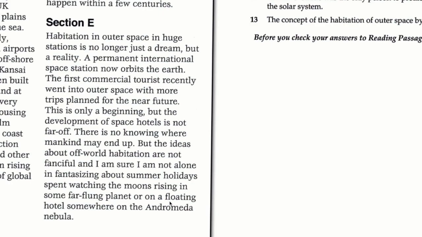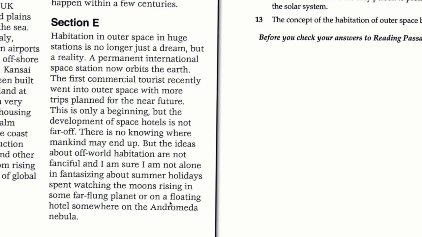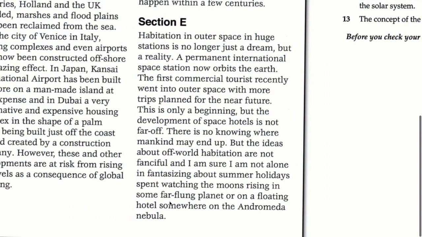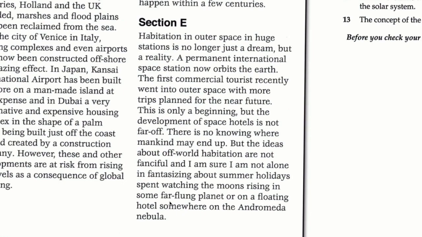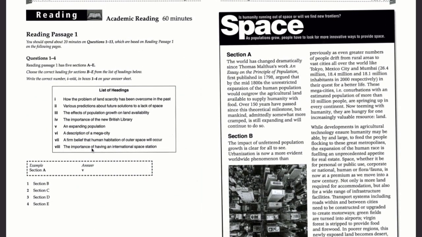In this para, the writer is putting faith towards life in outer space. He believes by citing examples that people will enjoy holidays and live in outer space, and the phrase "no longer just a dream" shows his firm belief. But you might be thinking that here the writer is also talking about a permanent international space station. So you might think that the answer is the importance of having an international space station.